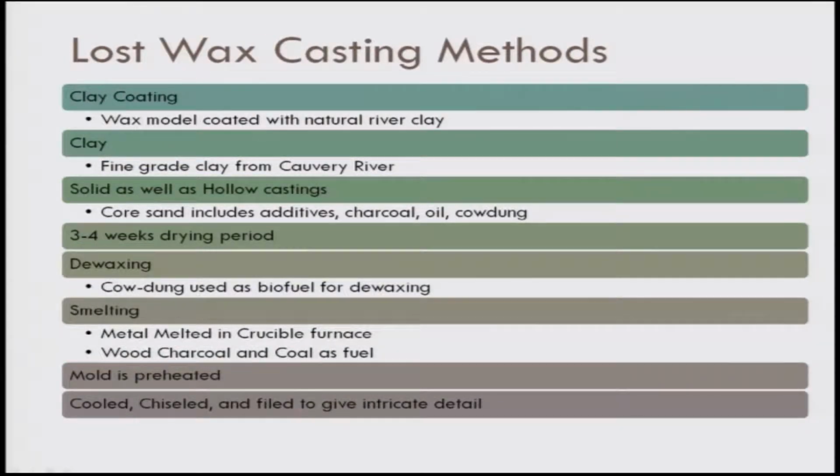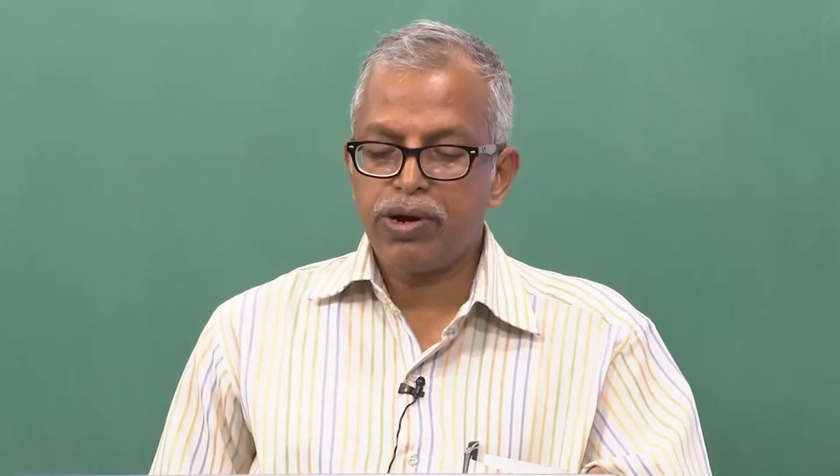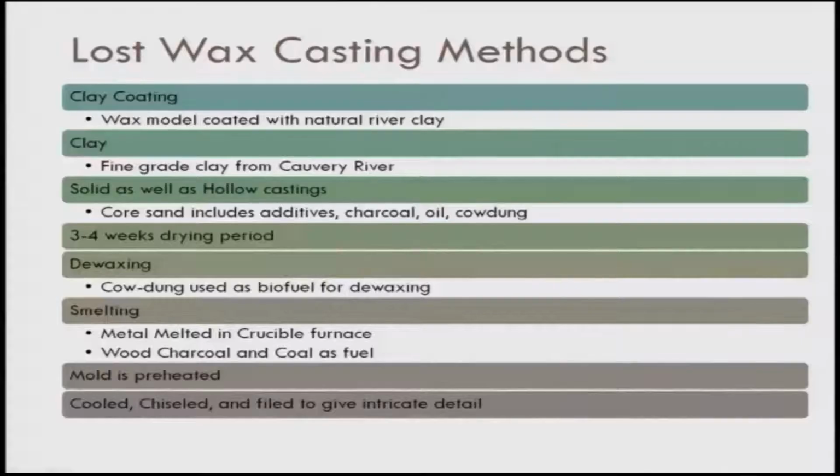Let me tell you a little more elaborately. As I told you, the model is being made, but after that this wax model is to be coated with natural river clay, or some kind of layer has to be placed, so that the metal will not come in contact with it. And then fine-grade clay from the Kaveri river is used in southern India, but in other parts maybe other material can be used.